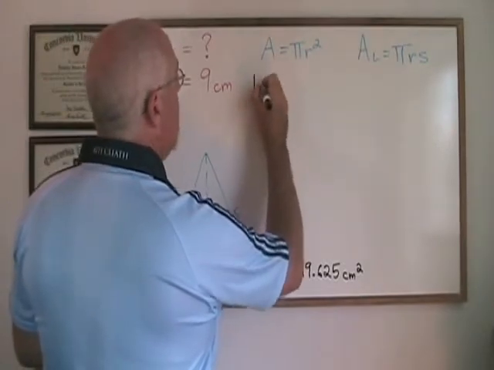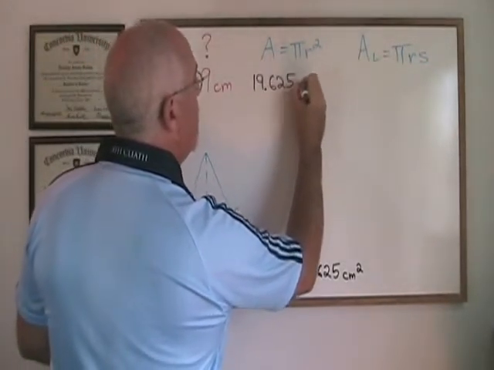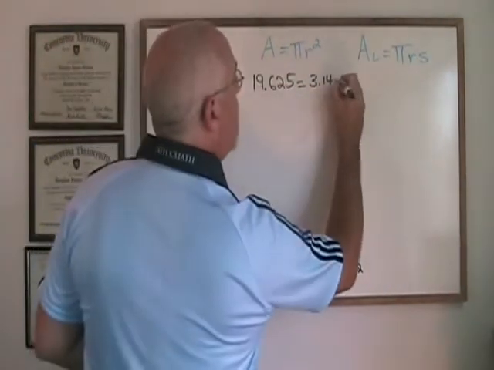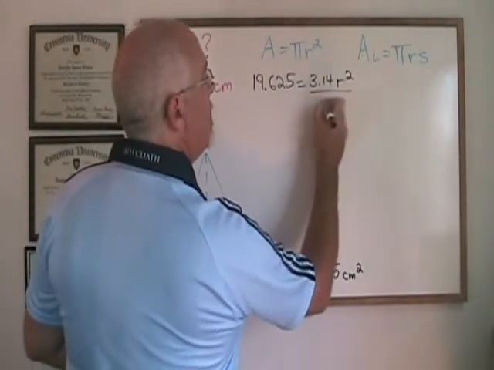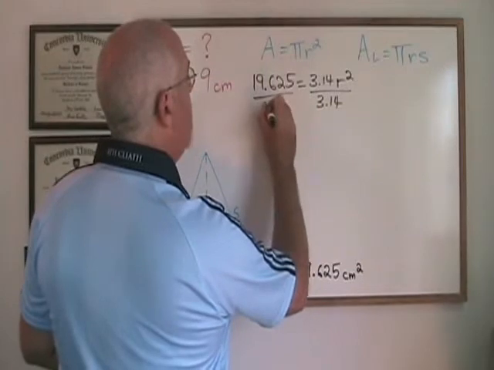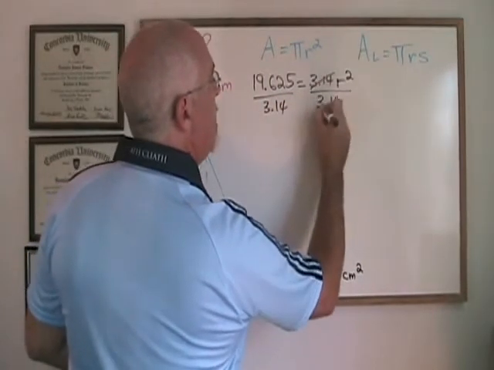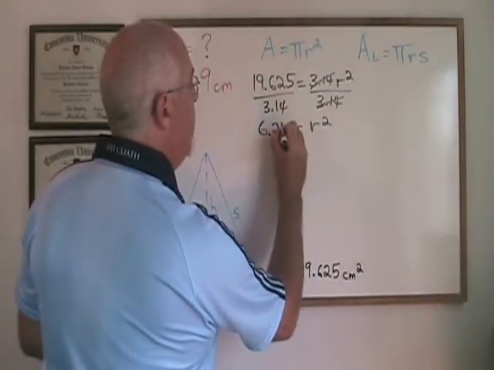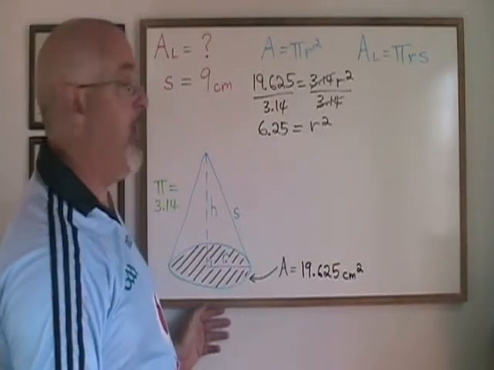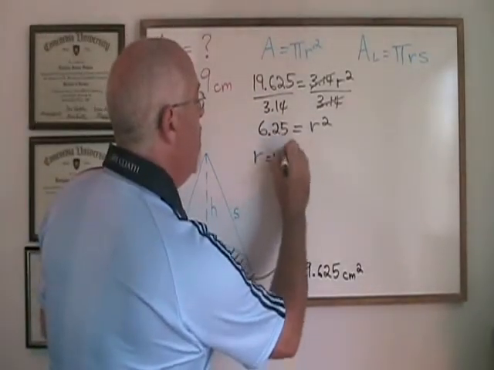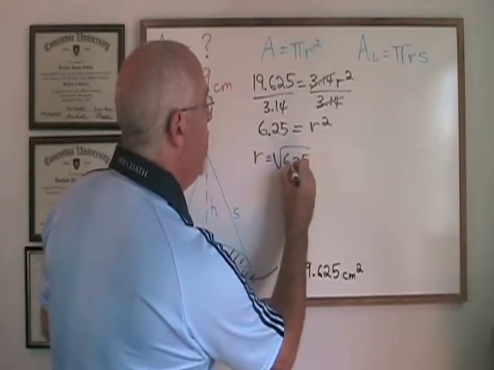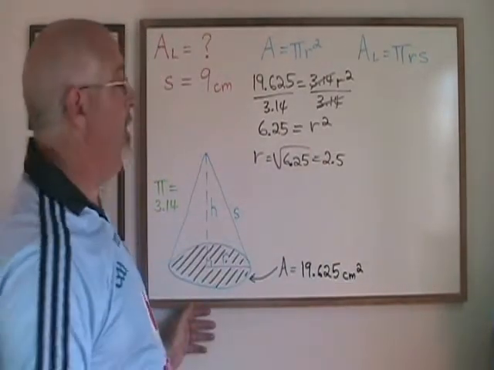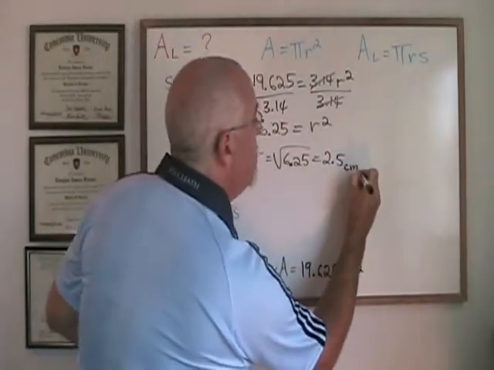we get 19.625 equals 3.14, our value in these examples for pi, times r squared. Dividing both sides by 3.14, these cancel, r squared is isolated, and is equal to 6.25. But we don't want r squared, we want r. r is going to be equal to the square root of 6.25, which is 2.5. And because we were dealing with centimeters squared, the radius is 2.5 centimeters in length.